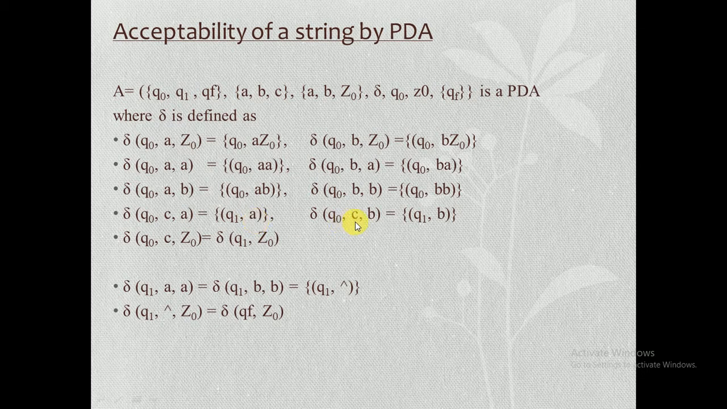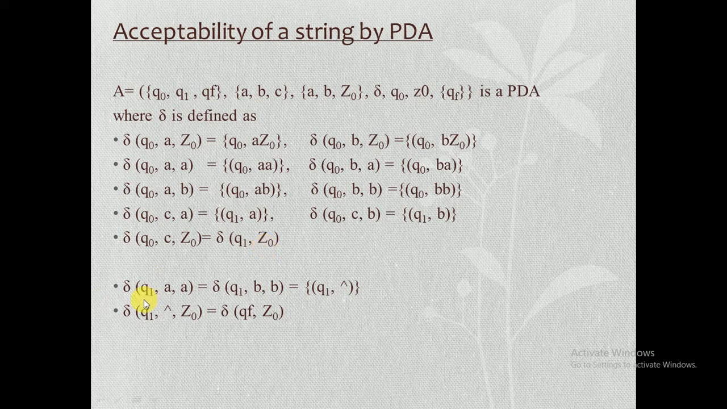Similarly for Q naught, C, B. So first of all, you need to change your state to Q1. C will be removed from the input and it will not be pushed onto the stack. Whatever was earlier in the stack will remain the same. So earlier you were having B, it will remain the same B. So the same rule for Q naught, C, Z naught. From Q naught it becomes Q1 and C will be removed from the input. It will not be pushed onto the stack. Z naught will remain the same, right?